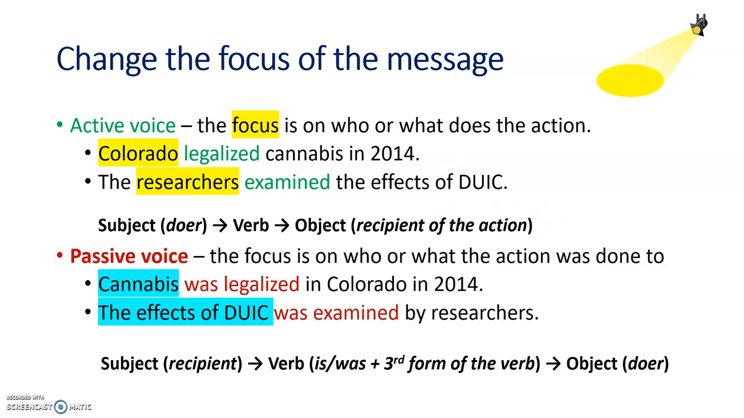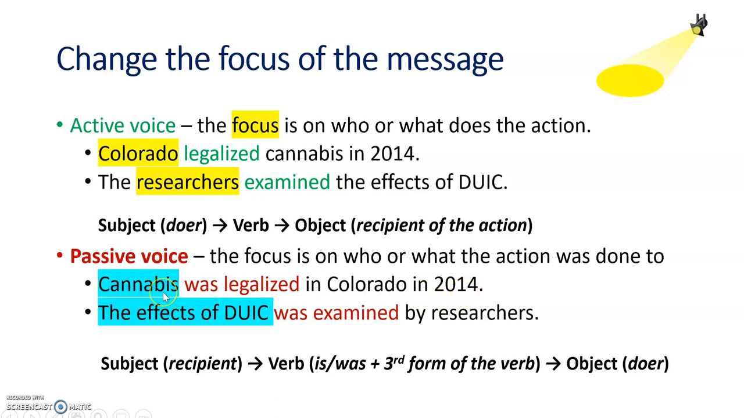Now, what happens in the passive? We almost turn it upside down. So instead of the focus in passive being on the doer, in the passive, the focus is on who gets the action. So Colorado legalized cannabis in 2014. Cannabis was legalized in Colorado in 2014.